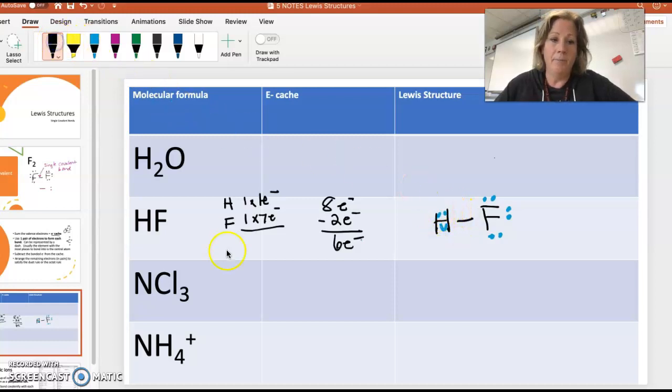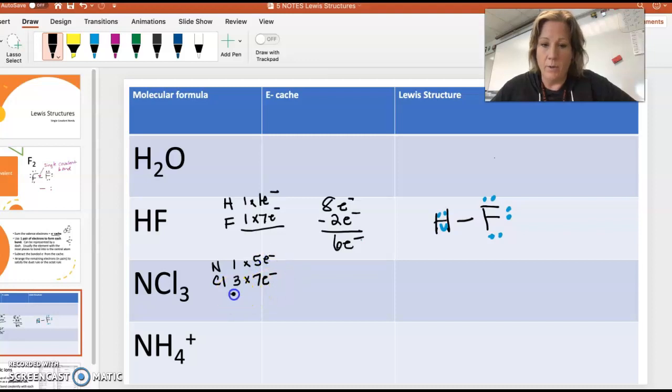Let's do another one. So this is nitrogen with chlorine. I'm going to calculate my cache. I have 1 nitrogen, 3 chlorines, 7 valence electrons for the chlorine, 5 valence electrons for the nitrogen, which adds to a total of 26 valence electrons. So my cache is 26 to start with.